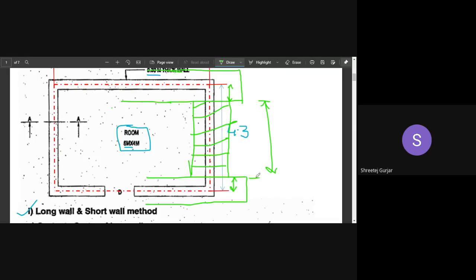This is your 0.9, which is your foundation width. So it will be 4.3 minus 0.45 minus 0.45. Understood? This is 4.3 minus half of the foundation width here, minus half of the foundation width here. So it will be less than 4.3.